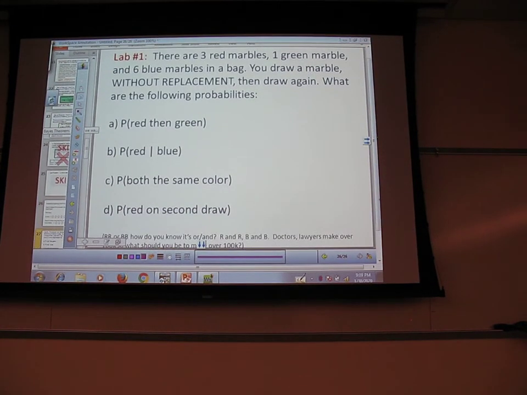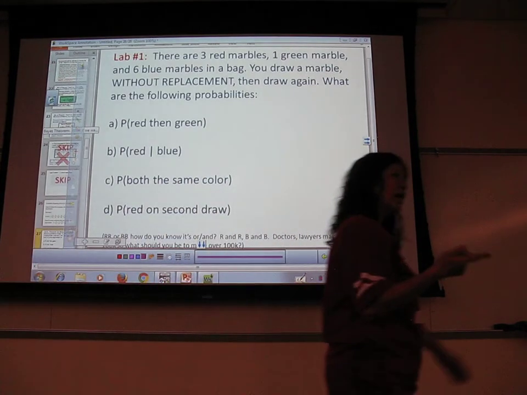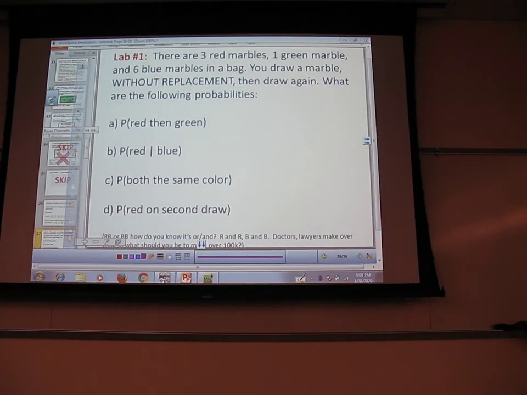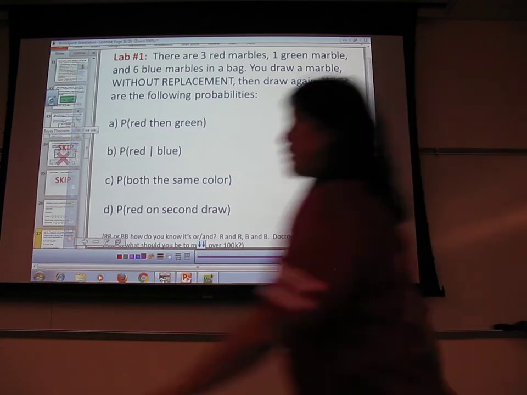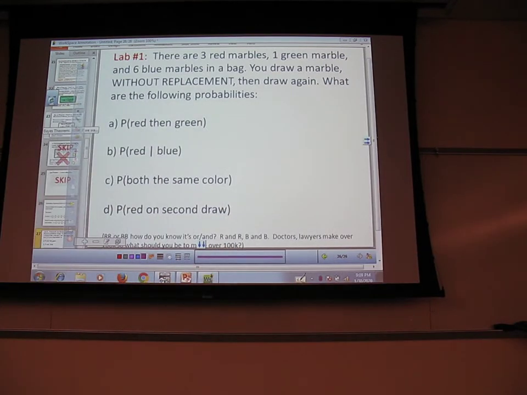This is almost exactly like your problem from last class, only now we're not replacing it. We are drawing a marble, and we are not replacing it. So I have 10 marbles, right?